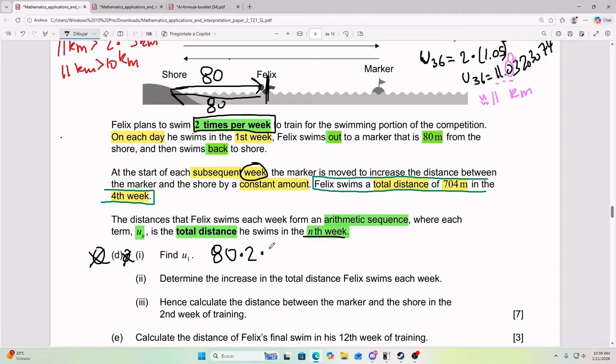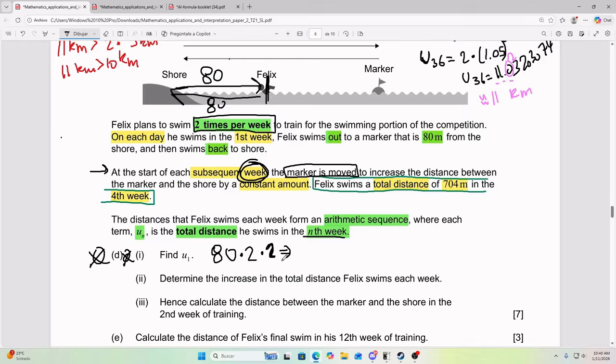So this happens twice. And some of you might be thinking, hold up a second. The second time he swims, shouldn't the distance be larger now because it's an arithmetic sequence? And I would say yes, but that arithmetic sequence applies every other week. Why? Because here it says at the start of each subsequent week, the marker is moved. And so in 1 week, the 2 times he swims, it's the same distance. The next week, those 2 times he swims will be an increased distance. So, small detail but relevant detail.